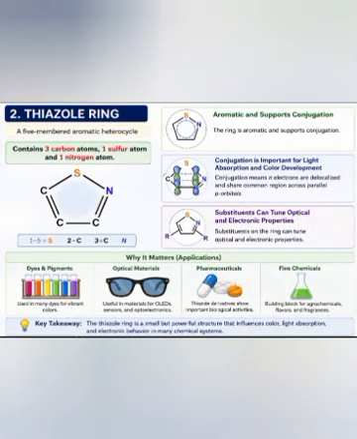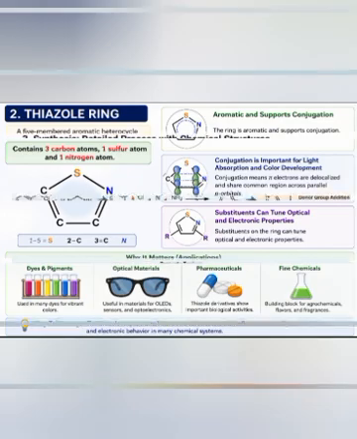This is the thiazole ring. It contains 3 carbon atoms, 1 sulfur atom, and 1 nitrogen atom. The ring is aromatic and supports conjugation. And conjugation means pi electrons are delocalized and share a common region across parallel p orbitals. Substituents on the ring can alter the optical and electronic properties of the color.